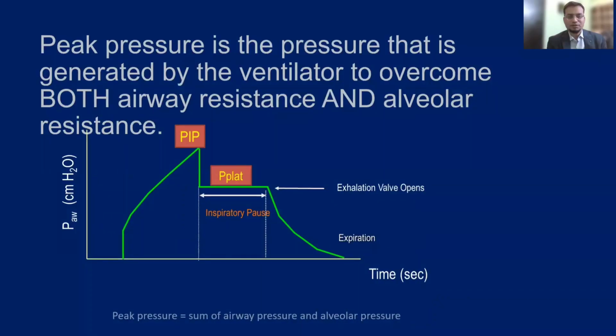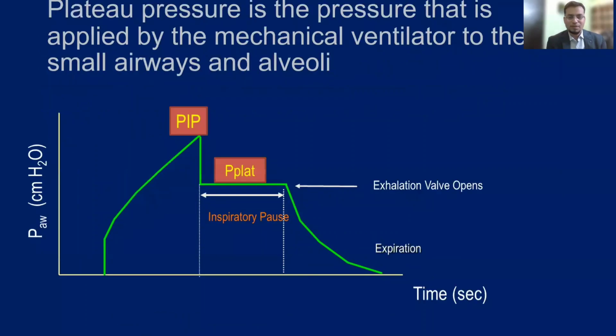Peak pressure is the highest pressure during the whole mechanical ventilatory cycle, and this reflects resistance to airflow in both airway and alveoli. PIP is typically 12 millimeter of mercury normally. So it follows that if there is a problem with the airways, the peak pressure will rise. Plateau pressure is the pressure that is applied by the mechanical ventilator to the small airways and alveoli. It reflects the pulmonary compliance. If the pulmonary compliance is poor, the plateau pressure will be higher.